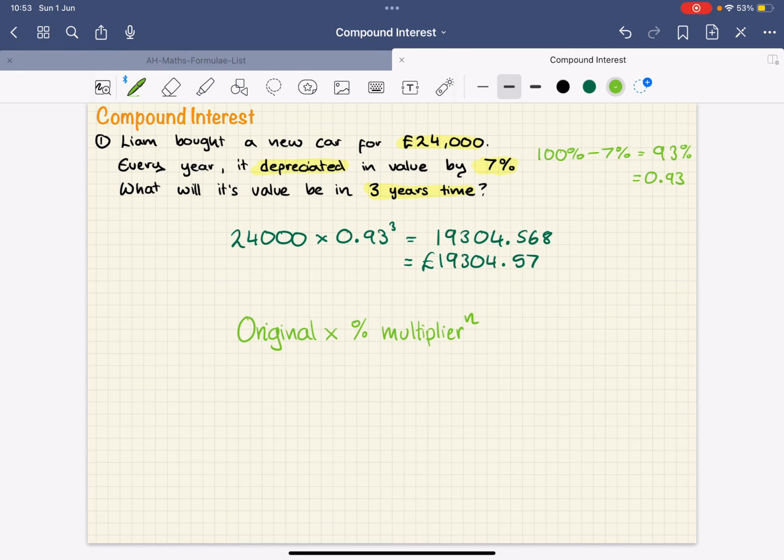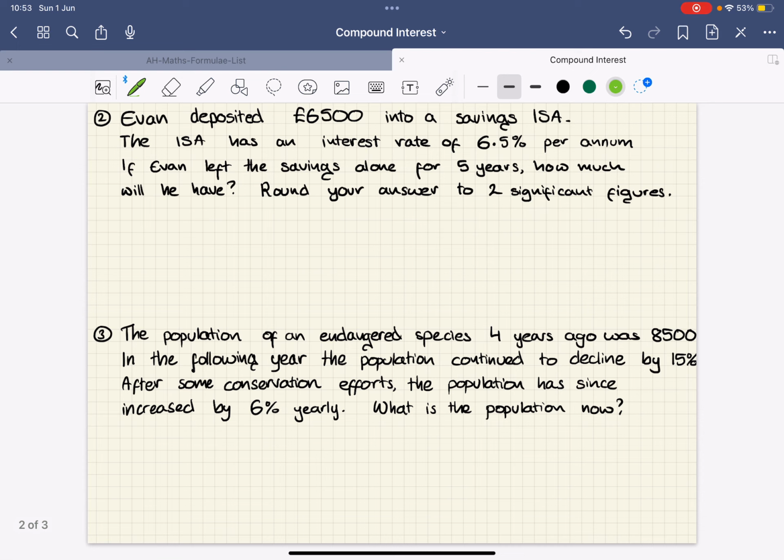So I've got 2 more examples to go through. So here's my next one. Evan deposited £6,500 into a savings ISA. The ISA has an interest rate of 6.5% per annum. So per annum is just another way to say per year. If Evan left the savings alone for 5 years, how much will he have? Round your answer to 2 significant figures.